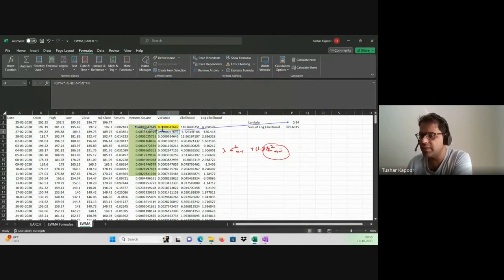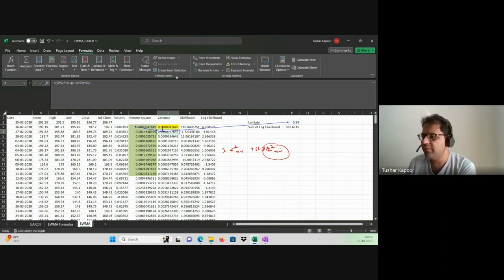And what was the returns for the last day? 0.00047649. So P2 is mentioning lambda: lambda multiplied by the variance for the last day plus 1 minus lambda multiplied by the returns squared for the last day. Everything is using square. Please remember it. Returns square for the last day. Once you do that, you are going to get a variance for this number.